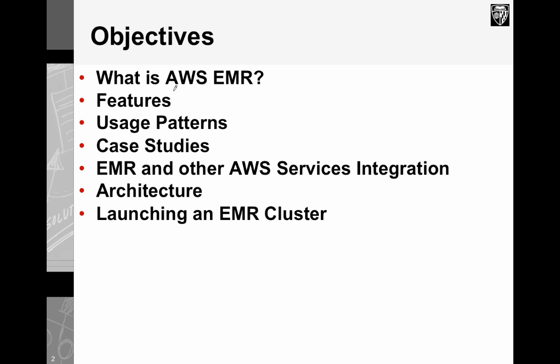We'll look at what is AWS EMR, then we'll look at its features, the various usage patterns, and then we'll look at some case studies. Then we'll look at how EMR integrates with other AWS services. Then we'll look at the EMR AWS architecture. This is where we're going to be spending most of our time. We'll look at all the various architectural features. Then we'll look at launching an EMR cluster. What does it take to launch an EMR cluster?